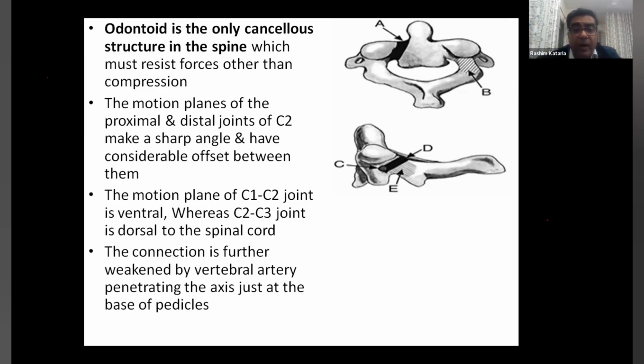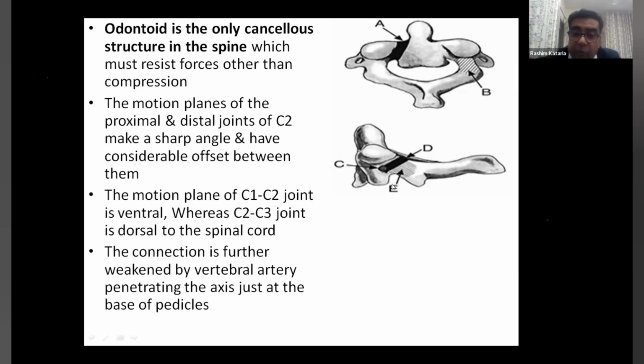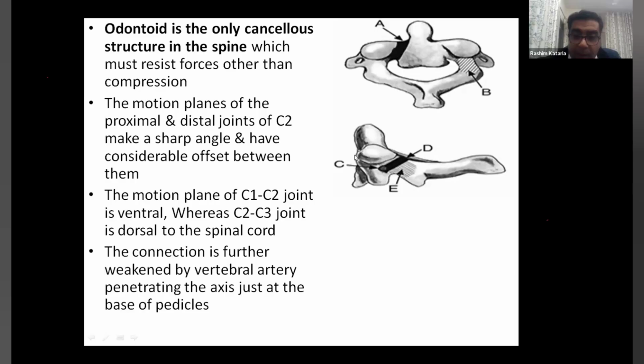The second important thing is why the pars interarticularis is the weakest part of the C2 vertebra, because there are two motion planes. There is one facet here. The superior facet of C2 is this, and the inferior facet of C2 is this. So you can see the motion planes of the proximal and distal joint. This is the proximal joint, and this is the distal joint. They have a sharp angle and have a considerable offset.